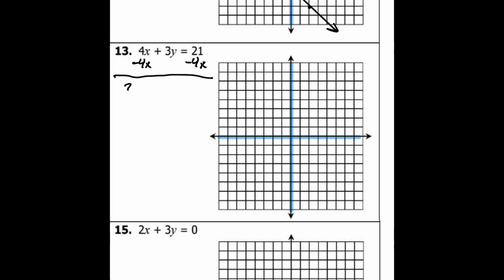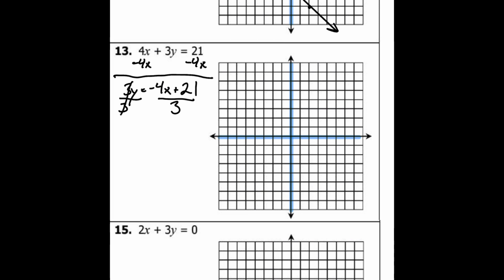I have 3y equals, I'm going to put my x term first, so negative 4x. My 21 is positive, so plus 21. I need to get rid of that 3. It's being multiplied with the y. The opposite operation of multiplication is division, so I'm going to divide by 3 to get rid of the 3 from the left side and introduce it over on the right.